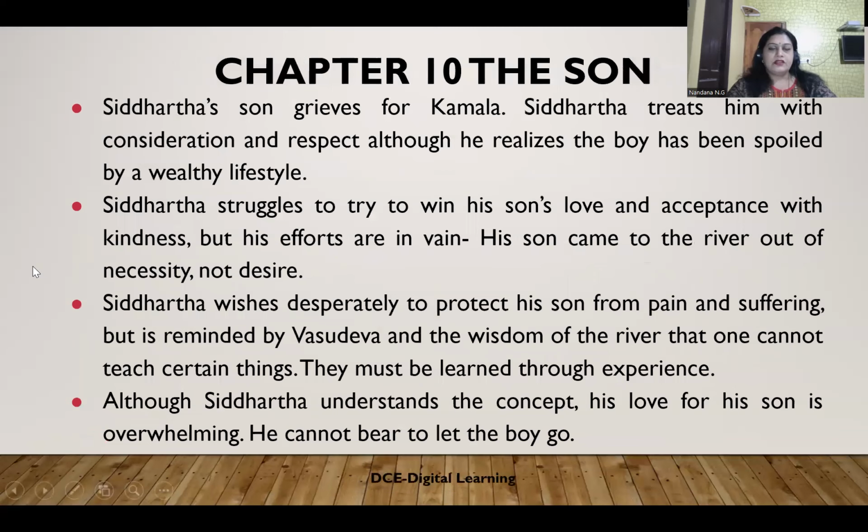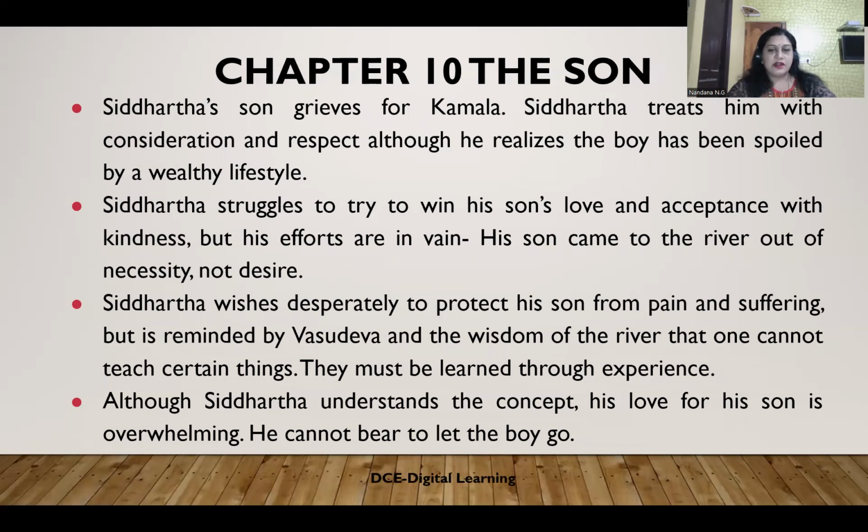Chapter 10 is titled The Sun. Siddhartha's son. The young boy grieves for Kamala, his mother. Siddhartha tries to instill consideration and respect, although he realizes the boy has been spoiled by a wealthy lifestyle. Siddhartha struggles to win his son's love and acceptance with kindness, but his efforts are in vain. His son came to the river out of necessity, not desire.